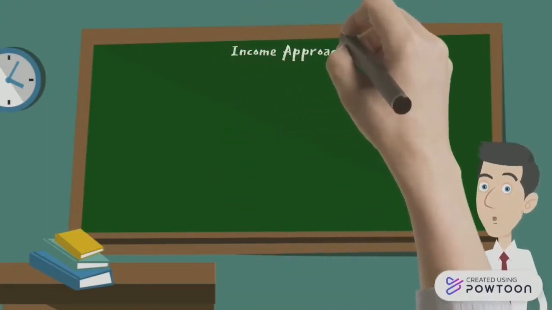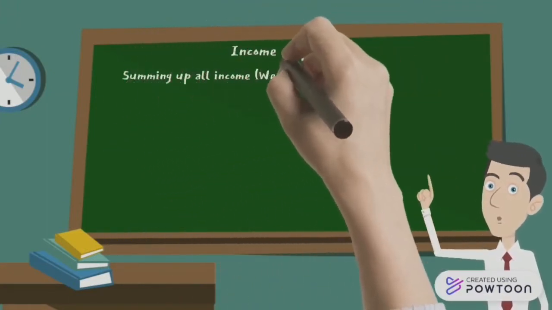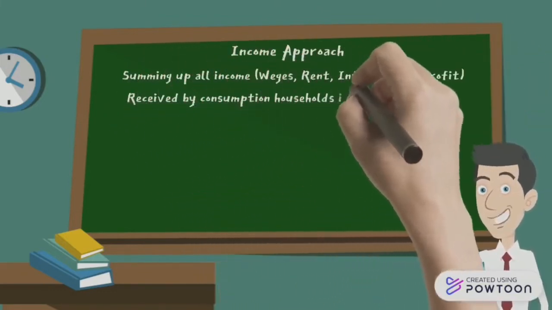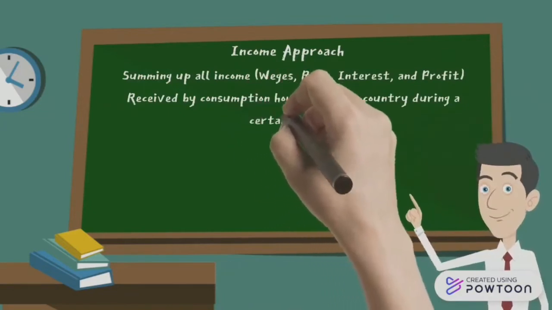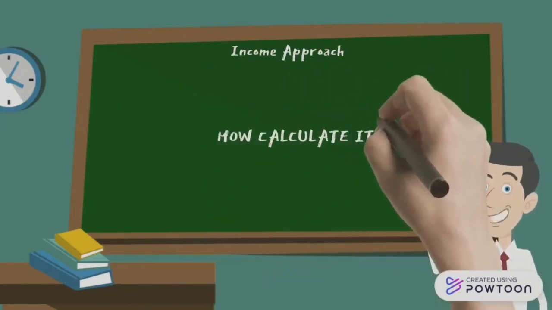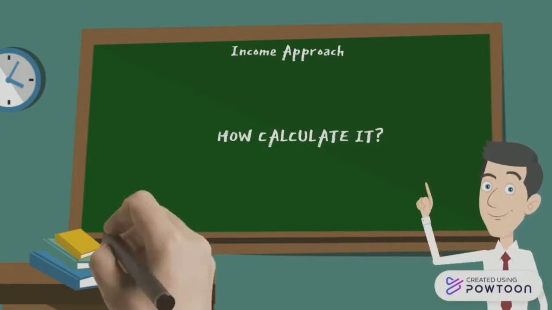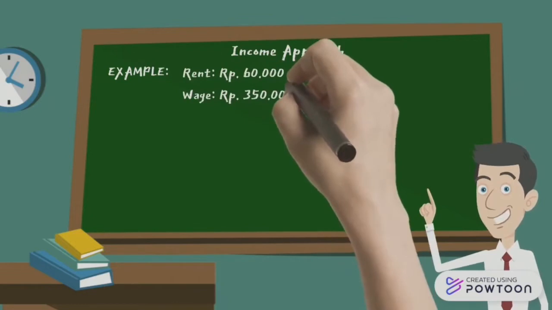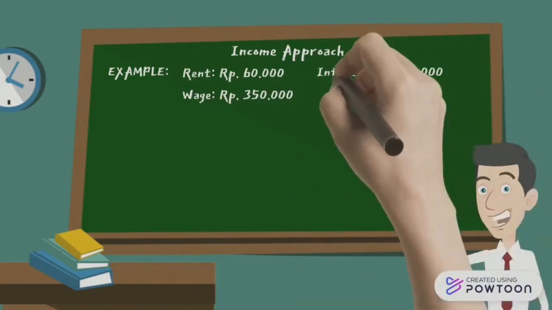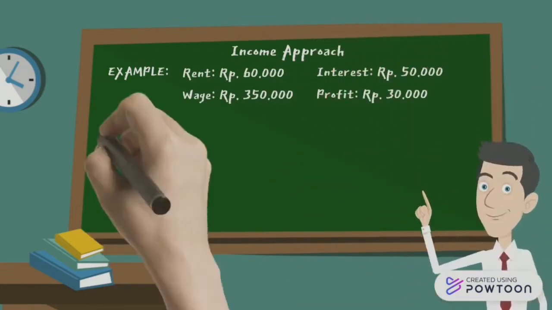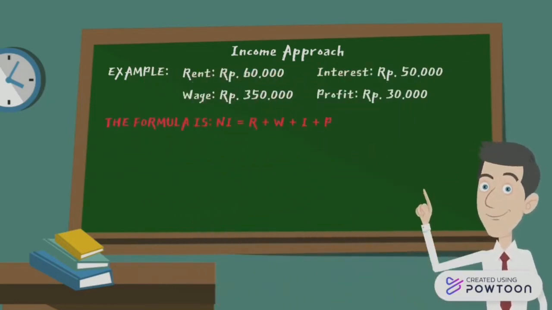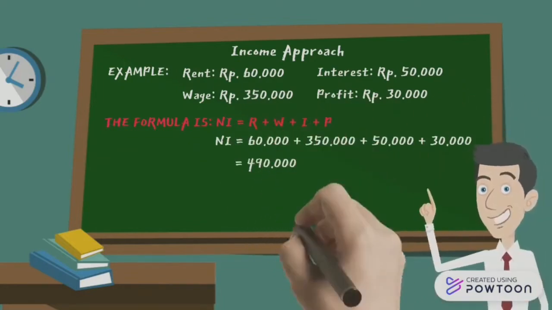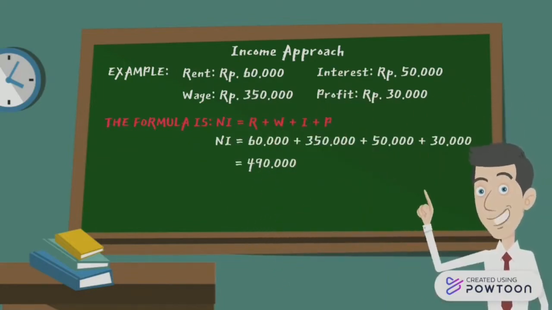Income approach. Summing up all income, wage, rent, interest, and profit received by households in a country during a certain period. How to calculate it? Example: rent is 60,000, wage is 350,000, interest is 50,000, and profit is 30,000. The formula is national income equals R plus W plus I plus P.